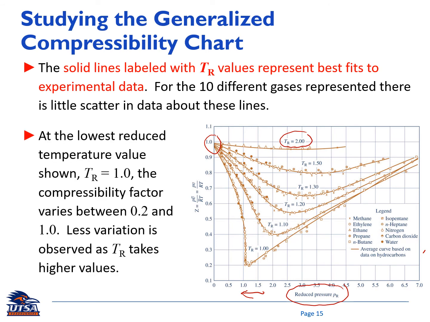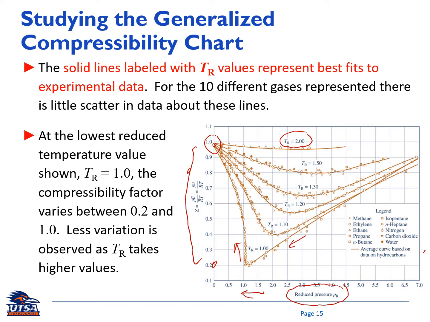So let's have a look at this chart. At TR equal to 1, the lowest TR line here, you can see that Z varies from 0.2 up to 1. So this is the variation of Z for TR equal to 1. And then you will have less variation of Z as TR takes higher values.